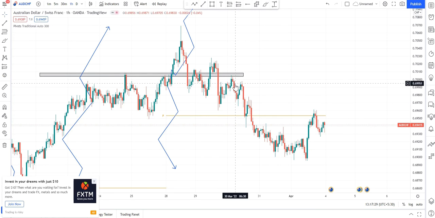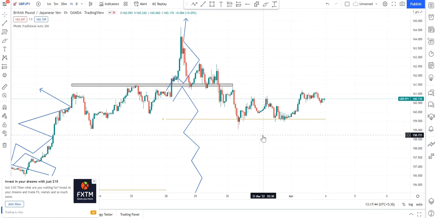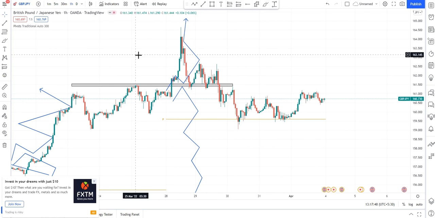After that somewhere here only I have bought, and my SL will be somewhere here. You can see that our first target also reached, second target also almost reached. Okay guys, third target slightly it has not reached, but we have got a very nice trade in AUD versus CHF also, guys.